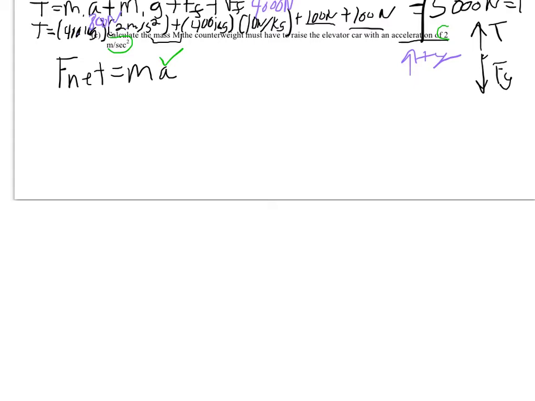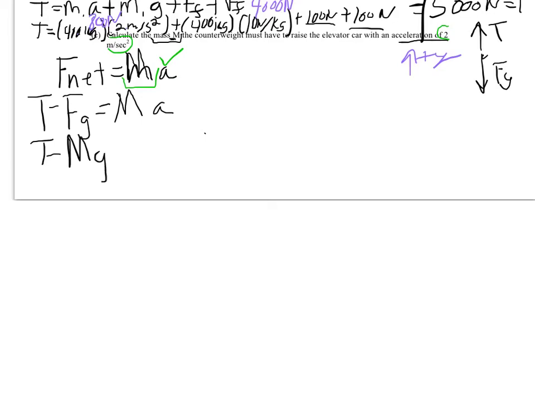Let's list all our forces and then see if we have enough info to find m. And I should really call that big M because the problem calls the mass big M. Our forces are tension, which is up, so positive, and minus Fg equals mass big M, that's what the problem calls it, capital M, times the acceleration. If I change Fg to mg, I can easily find the number for it. So tension minus mg equals ma.